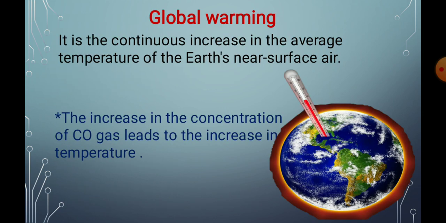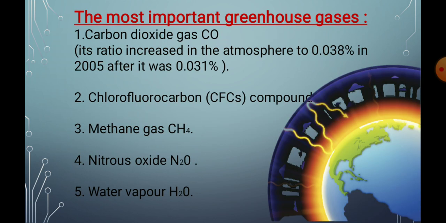And now we're going to talk about global warming. It's a continuous increase in the average temperature of the Earth's near-surface air. So the increase in the concentration of carbon dioxide gas leads to the increase in temperature. So what about the most important greenhouse gases? Number one, carbon dioxide gas. Number two, chlorofluorocarbon compounds. Number three, methane gas, CH4, and nitrous oxide, N2O, and finally water vapor, H2O.